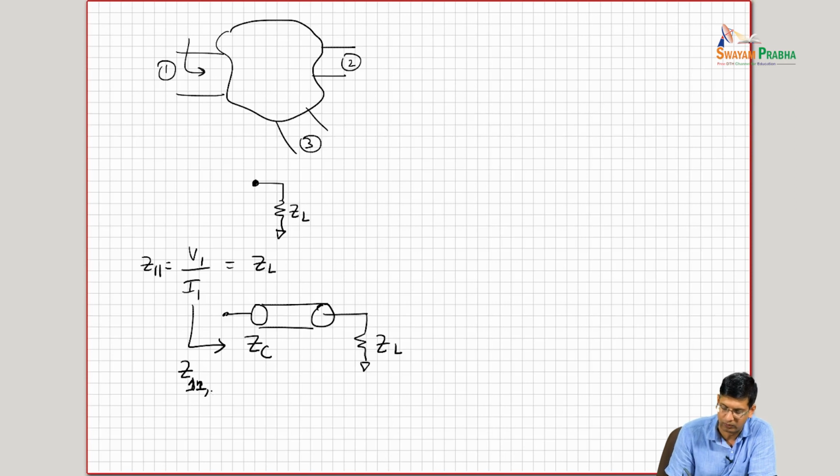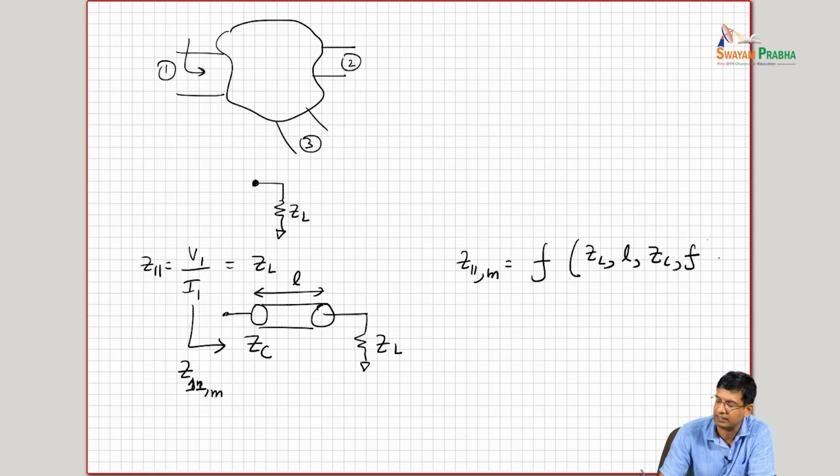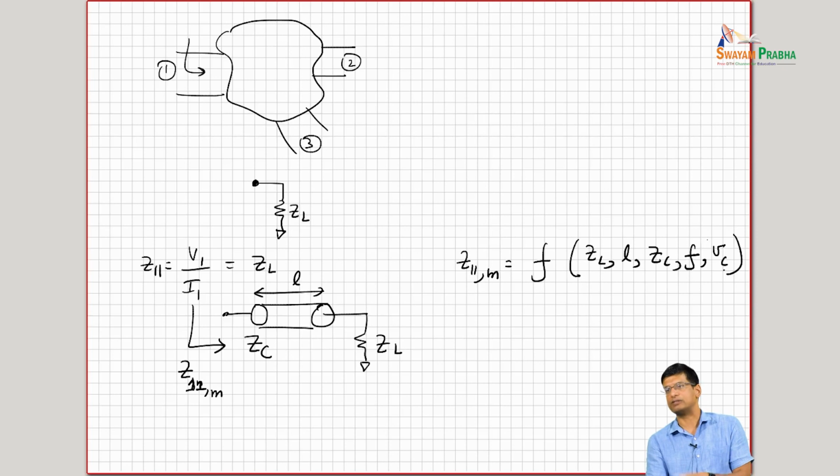So I'll call it Z11 measured, right? So Z11 measured is going to be a function of ZL. It's going to be a function of this length of interconnect. It is going to be a function of the characteristic impedance. It's going to be a function of the frequency, right? It's going to be a function of the velocity in that interconnect, right? So effectively, it just becomes hard for me to measure. So I now can think about basically instead of doing this, right?